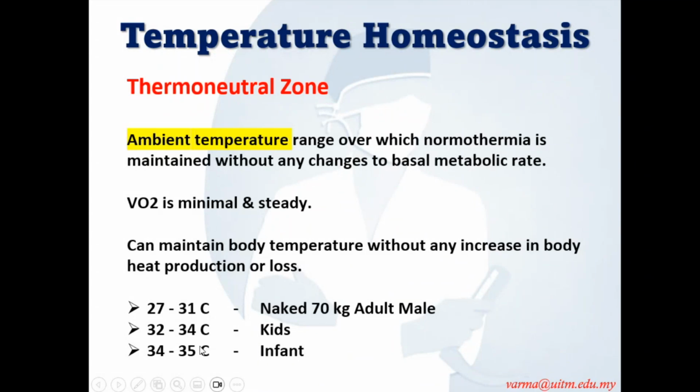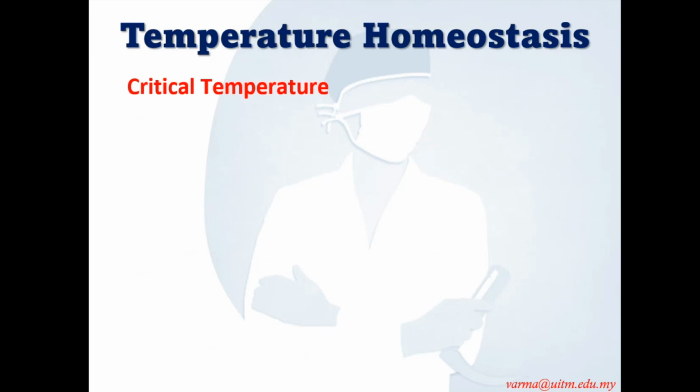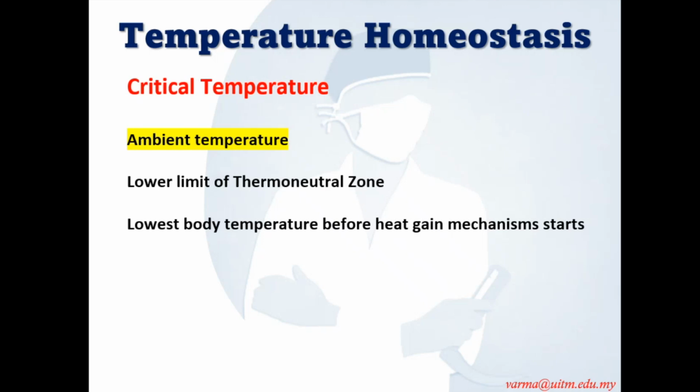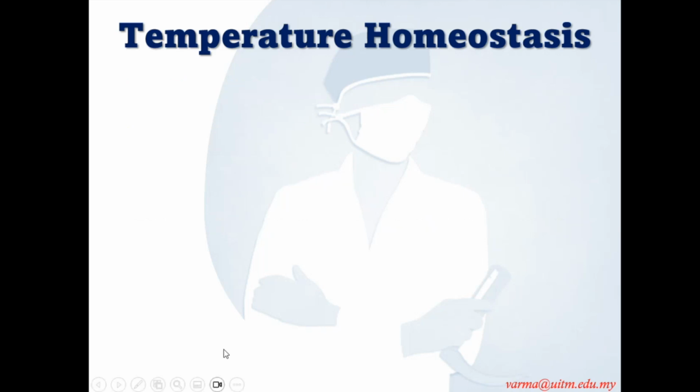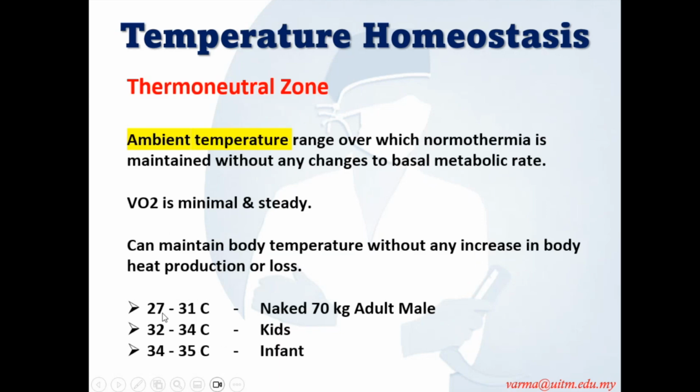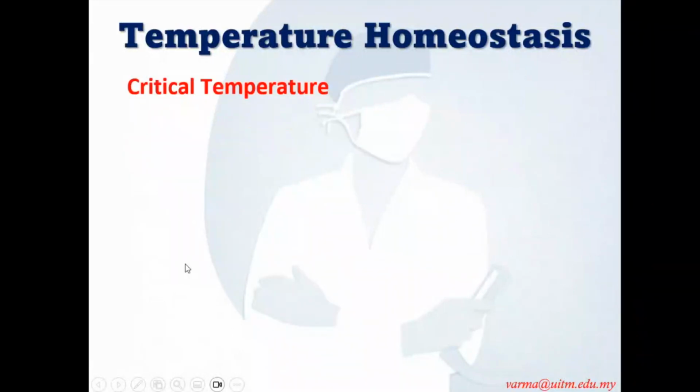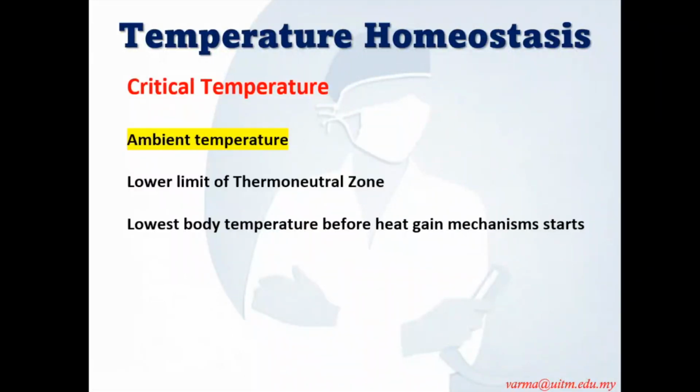This brings us to the next definition, critical temperature. Critical temperature is related to the thermoneutral zone. This is also an ambient temperature. Critical temperature is merely the lower limit of the thermoneutral zone. We have seen the range of the thermoneutral zone here. So the lower limit, the 27, 32, 34, the lower limit of a thermoneutral zone is called the critical temperature. It is also an ambient temperature. Please note that. It is the lowest temperature before heat gain mechanisms start.